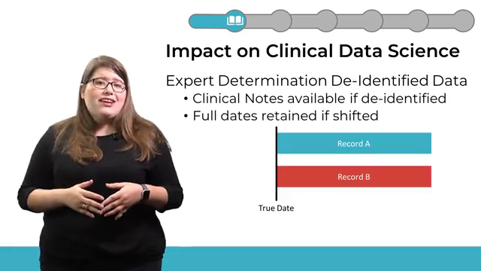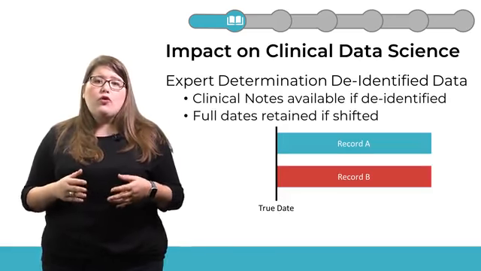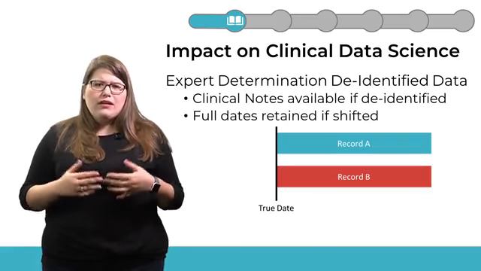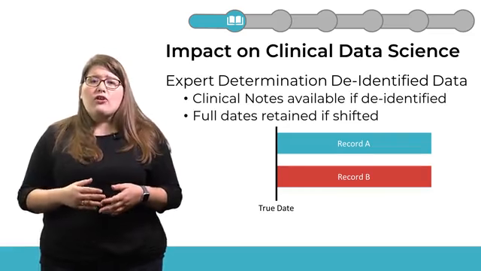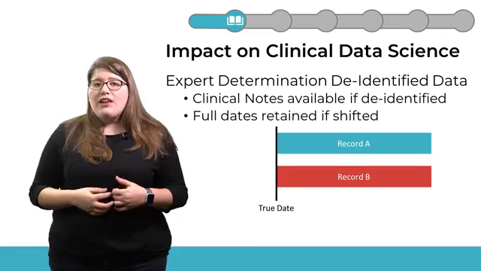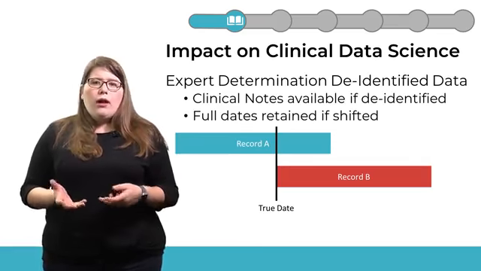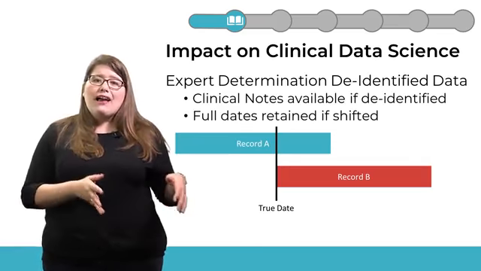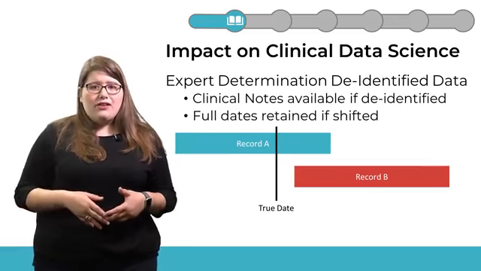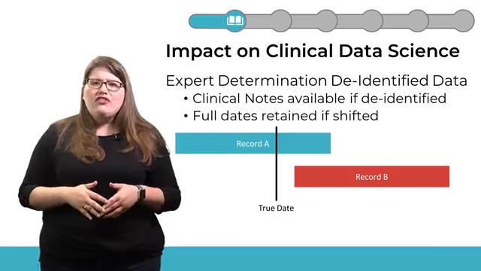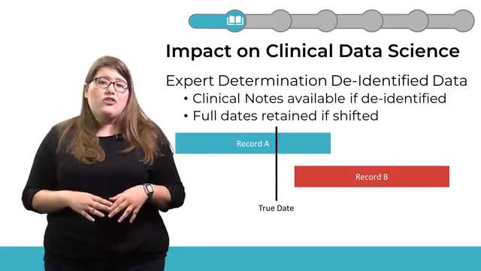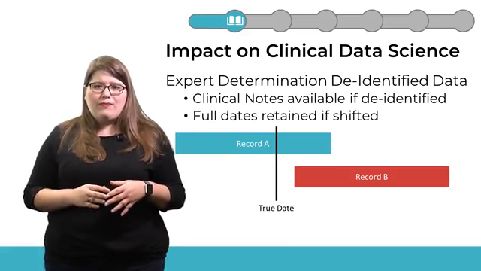Many statistically de-identified data sets are able to keep full dates and simply shift these dates randomly in time. Typically, dates within a single record are shifted by the same amount, but that amount changes with each patient. For example, patient A may be shifted back by 6 months, while patient B is shifted forward 30 days. Because the date shifting isn't consistent across all records, it's impossible to study seasonal effects with this type of data.